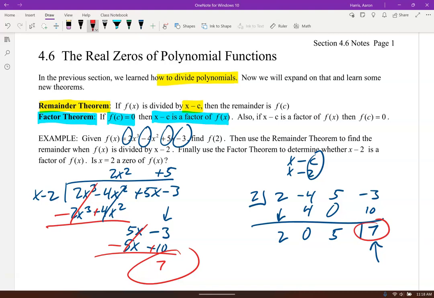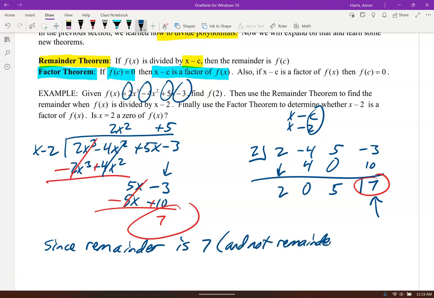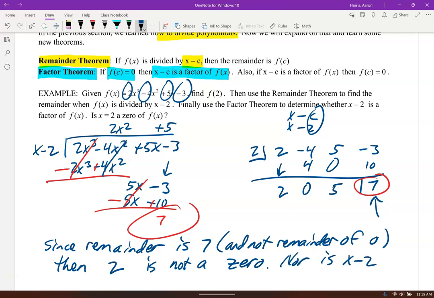So we have a remainder of 7, which means, remember we were dividing by x minus 2, it means 2 is not a 0. So let's write that down. Since the remainder is 7 and not a remainder of 0, then 2 is not a 0, nor is x minus 2 a factor, right? So it means x minus 2 is not a factor, and it means 2 is not a 0, okay?